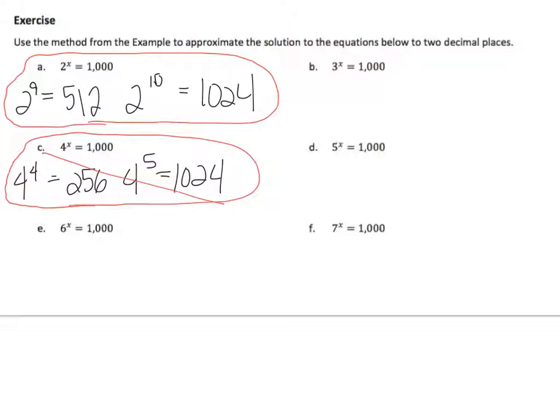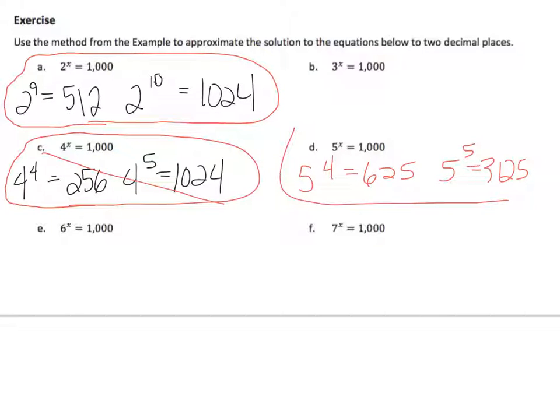Actually, let's not do 4. Let's do 5. Let's see, 5 to the 4th power, 5 to the 5th power, I'm just guessing. 5 to the 4th power is 625, 5 to the 5th power is 3125. So it's somewhere in between them. So let's just do these 2.